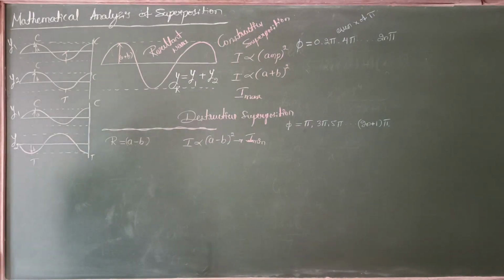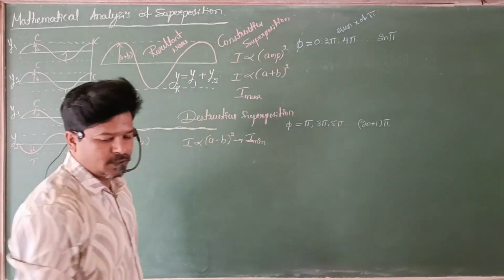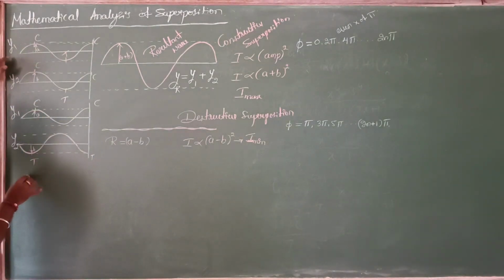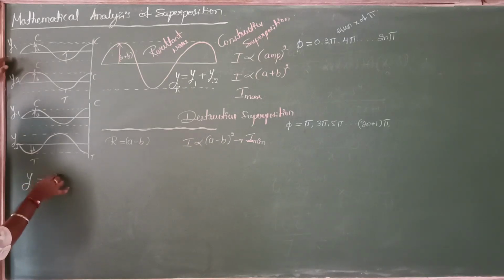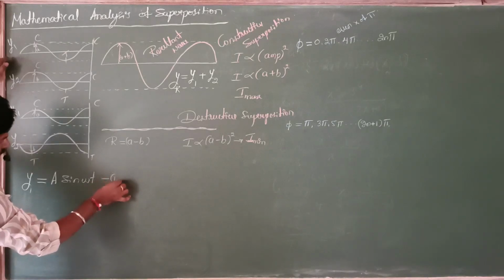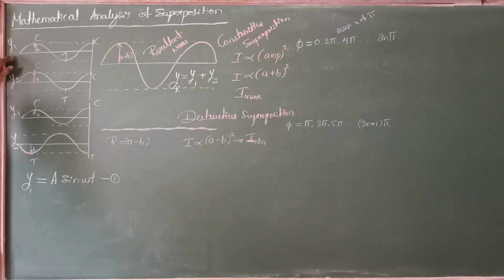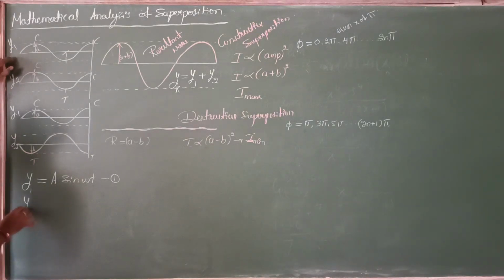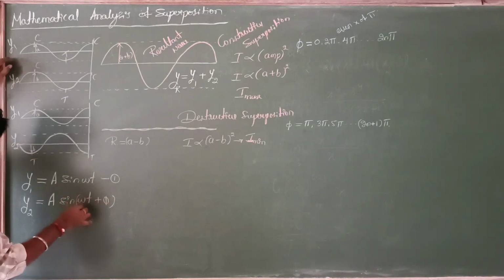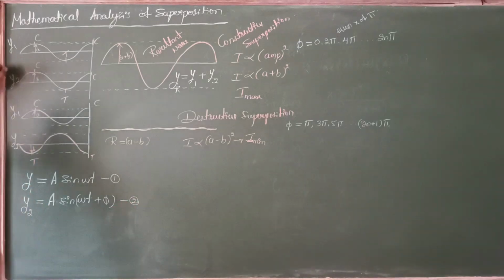So we consider y1 plus y2. The expression of the first wave, y1, is equal to a sin omega t. So this is the expression of the displacement of the first wave, y1. Next, the expression of the second wave is y2 is equal to a sin (omega t plus pi). This is the second equation.